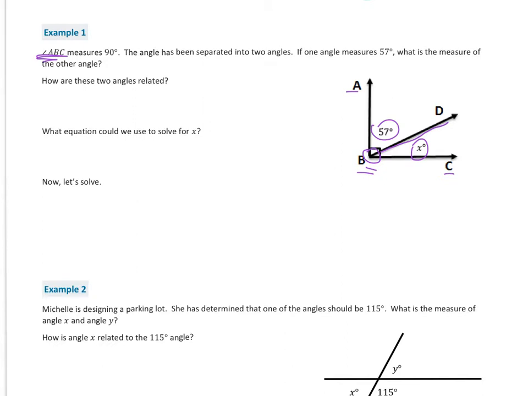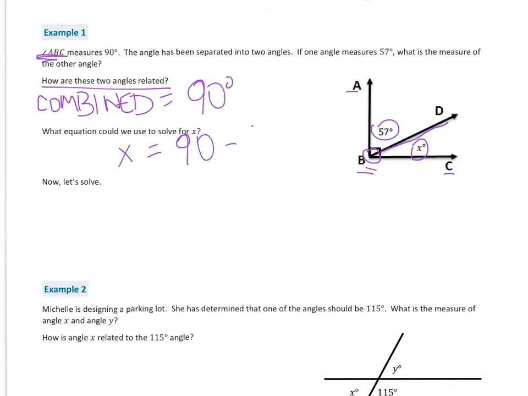Well, the two angles are related because if we combine them, they will measure 90. Combined, they equal 90 degrees. So what equation could we use to solve for x? Well, we know that x equals 90 minus 57. Go ahead and solve for x and come see me for a smelly star once you think you've got your solution.